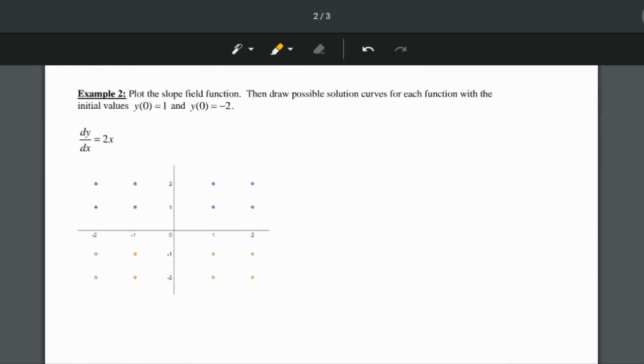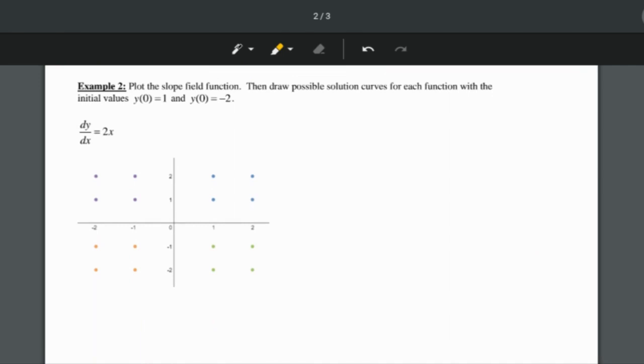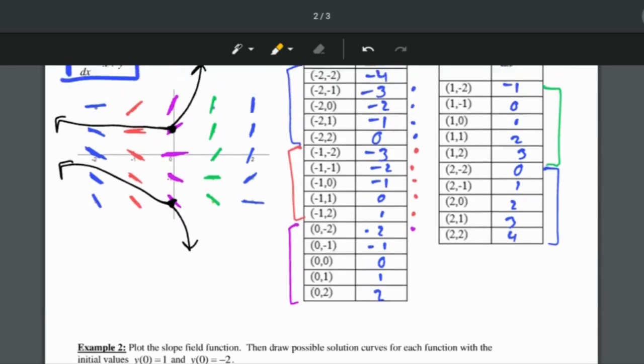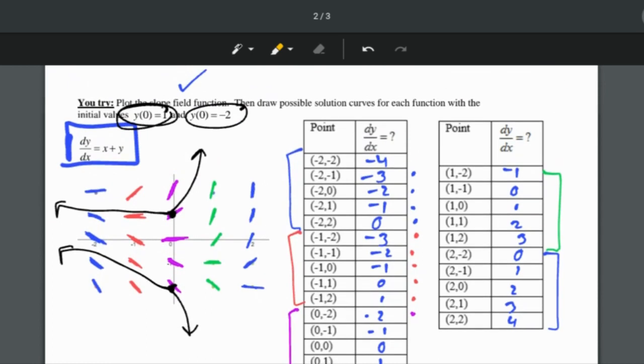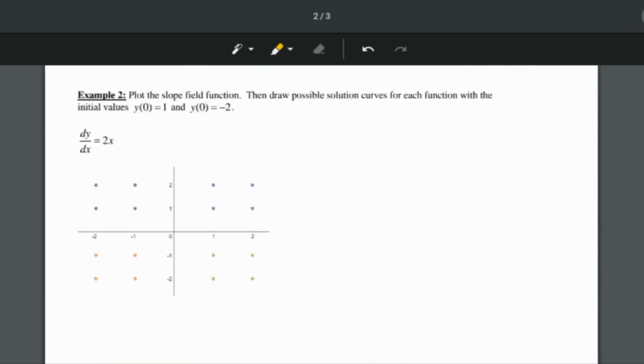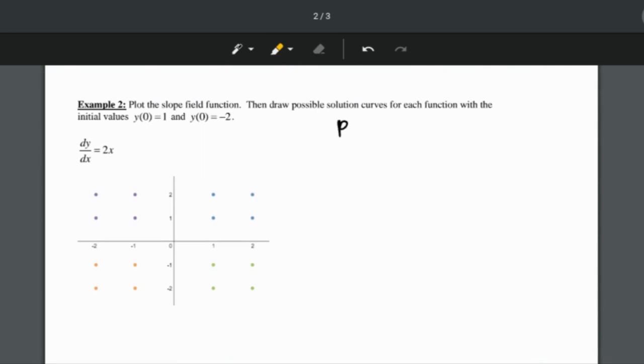All right, let's look at example 2. It says plot the slope field of the function. All right, I didn't give you a table. I strongly suggest you make the table. If you kind of look back at the table, I list out every point and the derivative. So maybe let's start drawing the table. Let's say we have the points and then our derivative, what it ends up being.